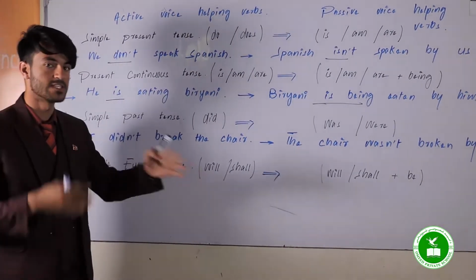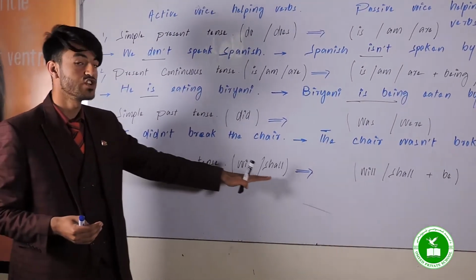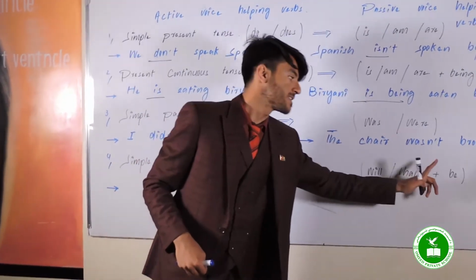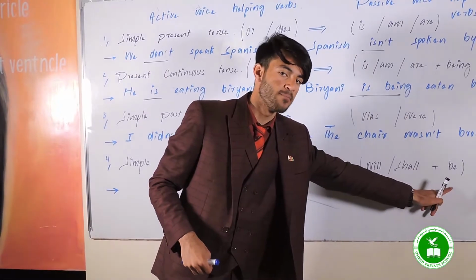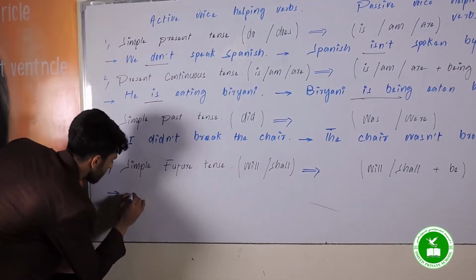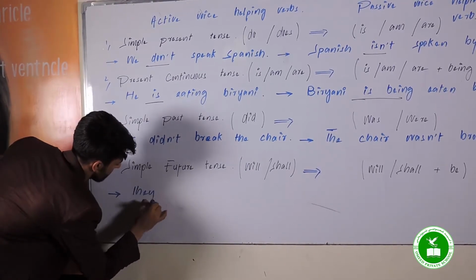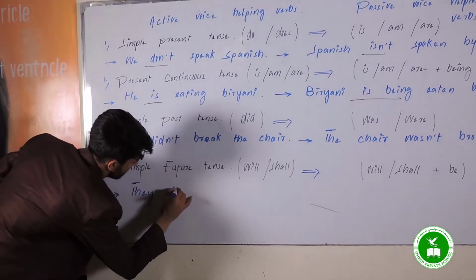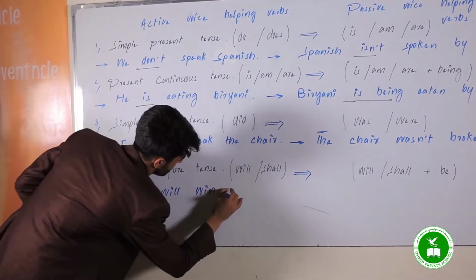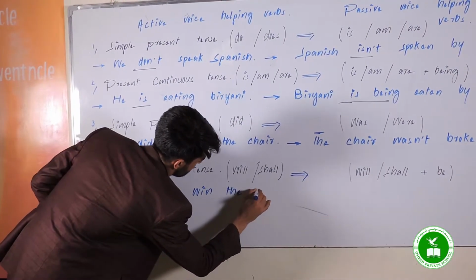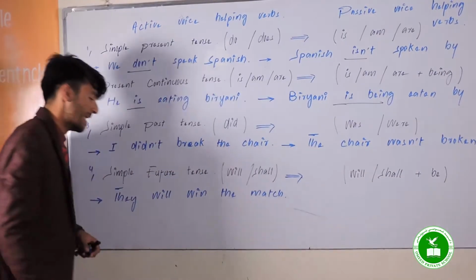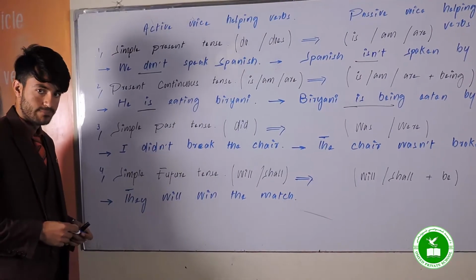The helping verbs in simple future tense are will and shall in active voice. And in the passive voice, will, shall plus be. Only add be in the passive, okay? It's much easier. Okay, for example, they will win the match.